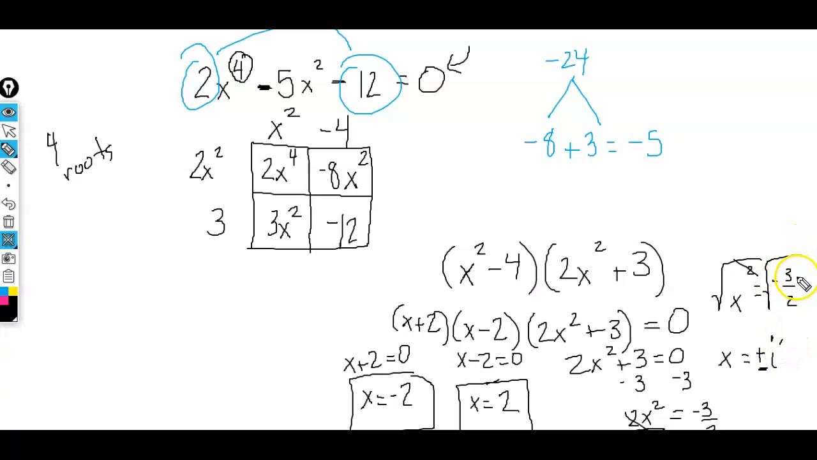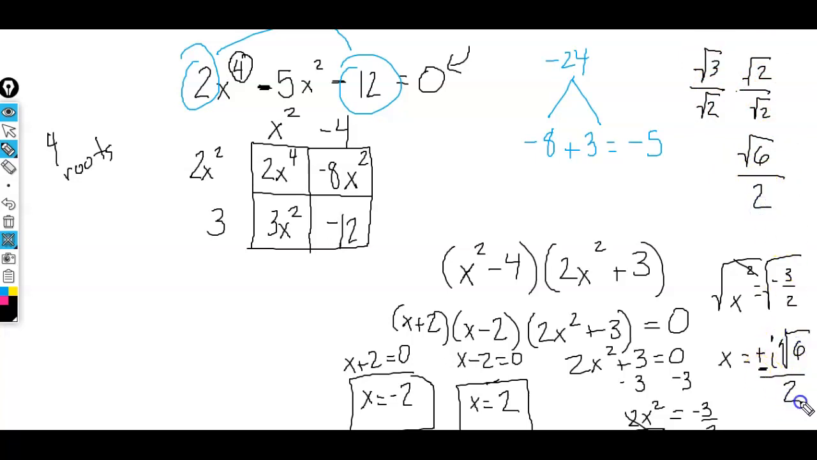And this one is going to need to have its denominator rationalized. Don't forget, it's the square root of 3 over the square root of 2, and we can't leave that square root of 2 in the denominator. So we're going to multiply the top and the bottom by the square root of 2, so we get the square root of 6 over 2. So i square root of 6 over 2.